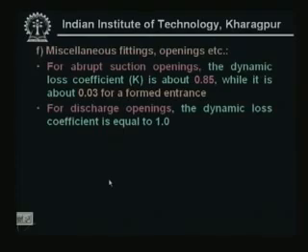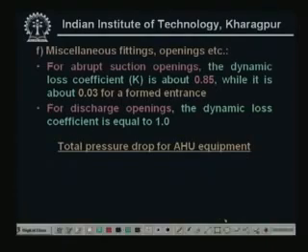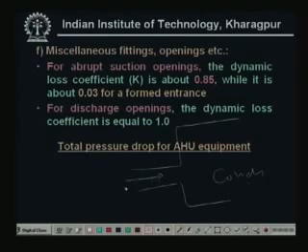For discharge openings, that means you have the duct, and suddenly you have the conditioned space. So supply air is entering like this and suddenly it is discharged here. So again there is a sudden change of cross section, and here this area is very large, and here you have atmospheric conditions, pressurized atmosphere and something like that.